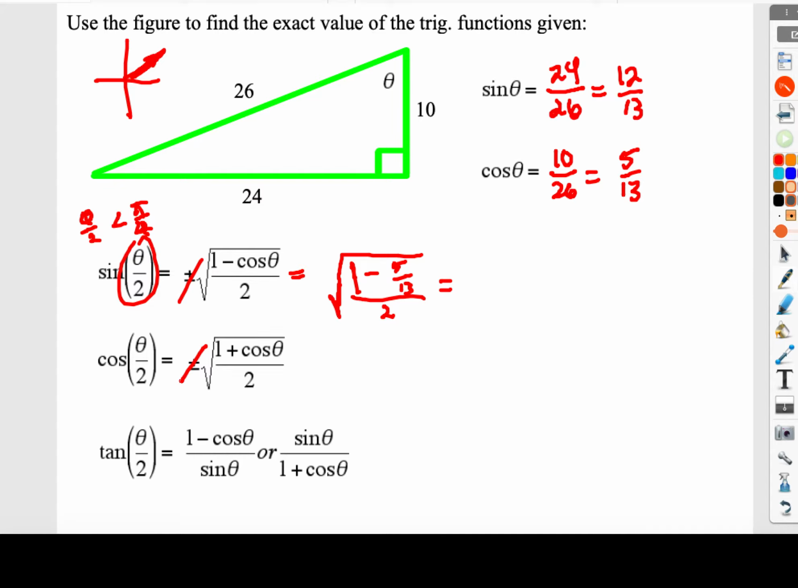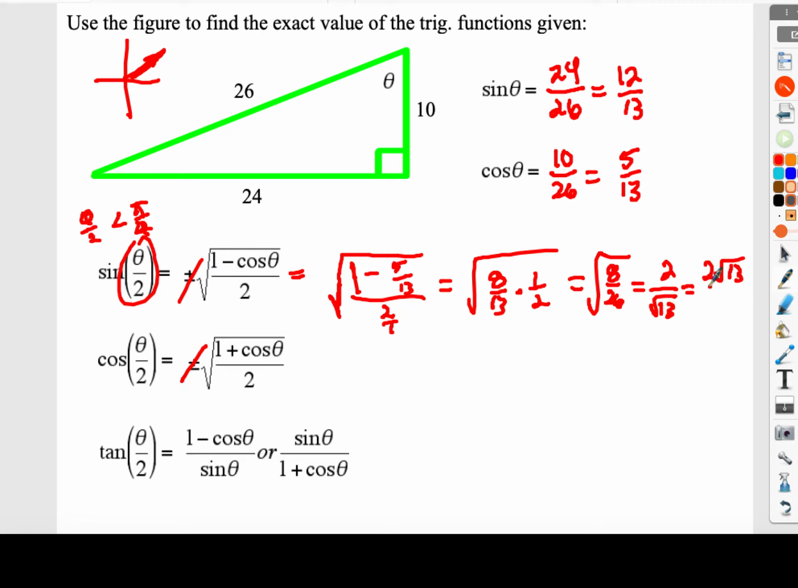Now it's just some simplifying to do. So again, we've just got some arithmetic. 1 minus 5/13 is technically 8/13. And I'm going to go ahead and take that 2 over 1 on the bottom, and multiply by the reciprocal on the top here. So really we have the square root of 8 over 26. And again, it's really just a matter of simplifying now. 8 over 26 is 4/13, but the square root of 4 would have been 2. So we can say 2 over root 13. And if we rationalize, 2 root 13 over 13, and again, we have our number.